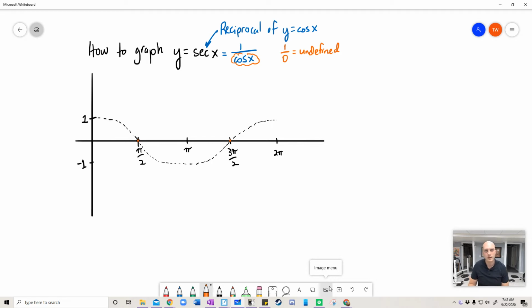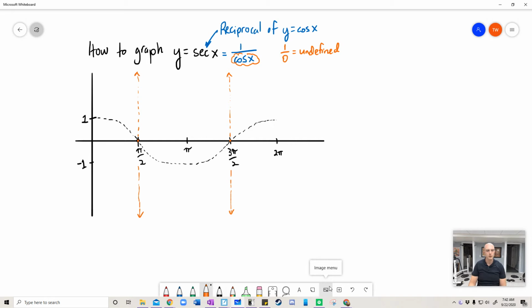And 9 times out of 10 in calculus, if you get any value other than 0 over 0, what that's going to give you is a vertical asymptote in the graph. So at pi over 2, we have a vertical asymptote. So I'm just going to sketch that with a dotted line. And at 3 pi over 2, I have a vertical asymptote.